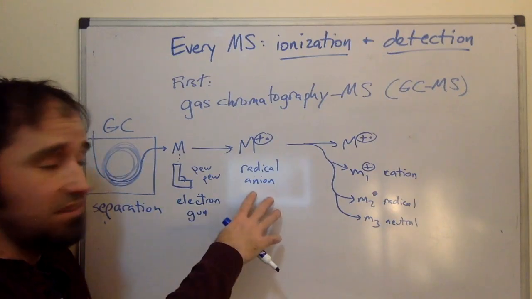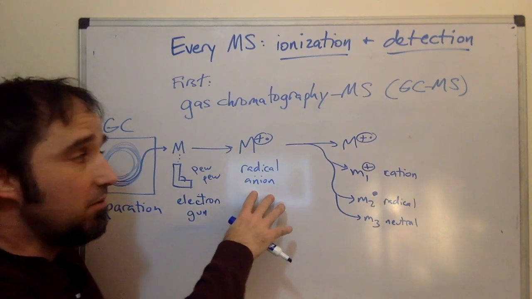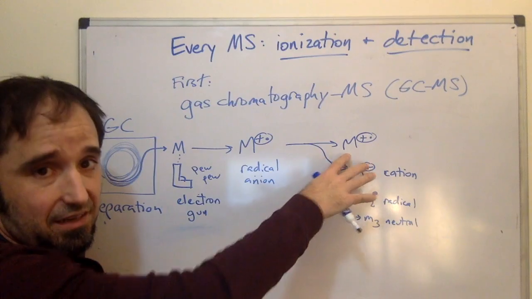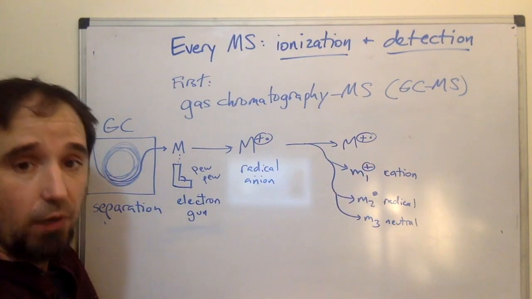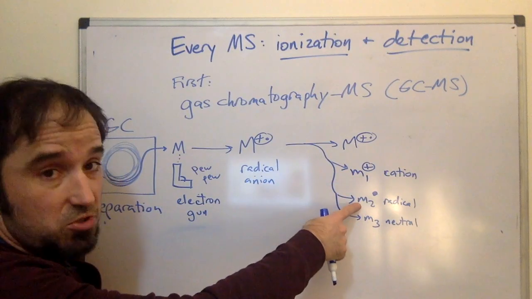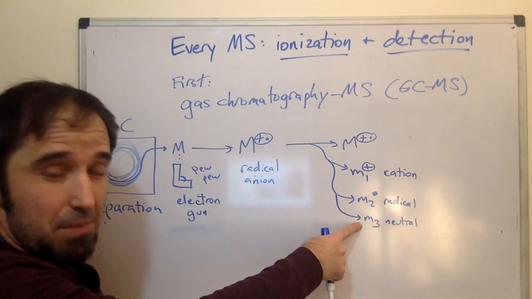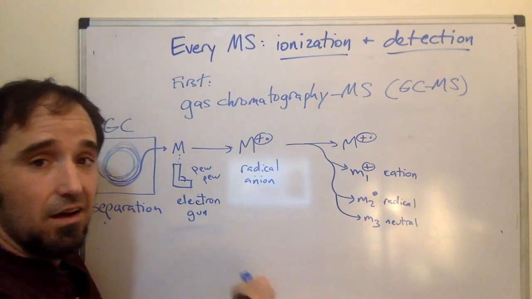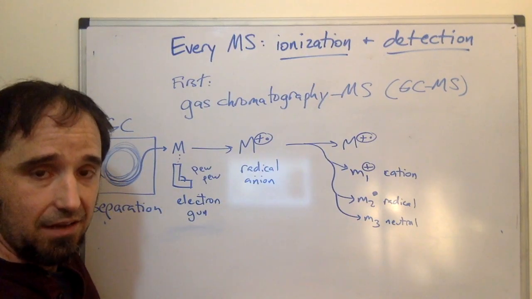Now, a lot of times these things are not very stable. And so some of them may survive a few milliseconds, but a lot of them are going to break up right away. They're going to break into smaller cations. They're going to break into just radicals. They're going to spit out some neutral things, and maybe even some smaller radical cations.